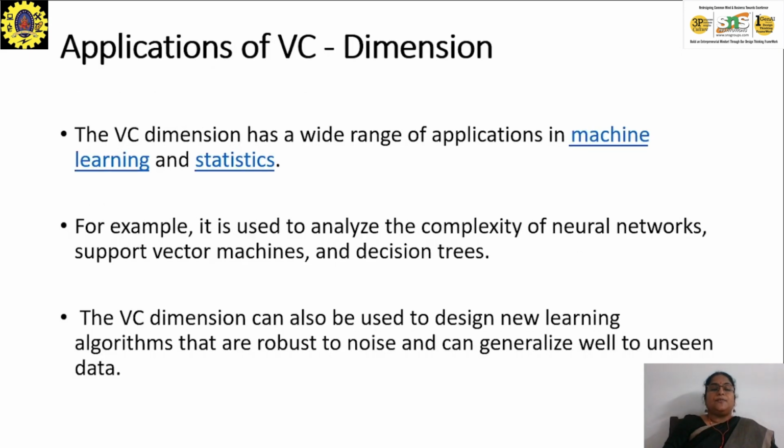What are the applications of VC dimension? It is mainly used in machine learning and statistics, widely used in these two areas for analyzing the complexity of neural networks. It is also used to design new learning algorithms which are robust to noise and can generalize well, working well for unseen data.